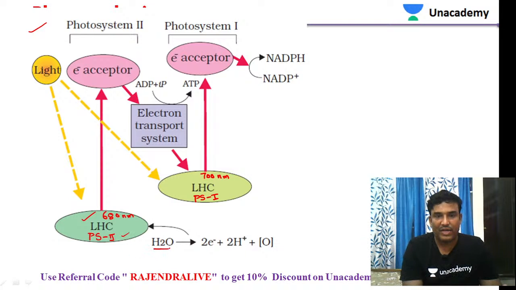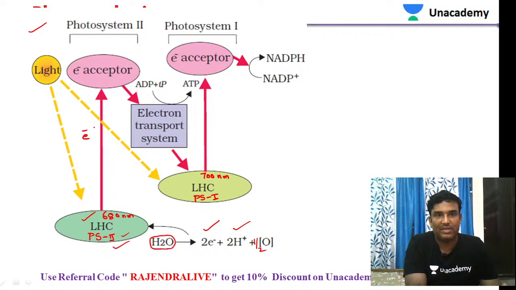You can see here photolysis of water is taking place. This photolysis of water is attached to photosystem 2. Photolysis of one water molecule produces 2 electrons, 2 protons and half O2. Then, when sunlight is received by this light harvesting complex, it gets excited and electrons are released.